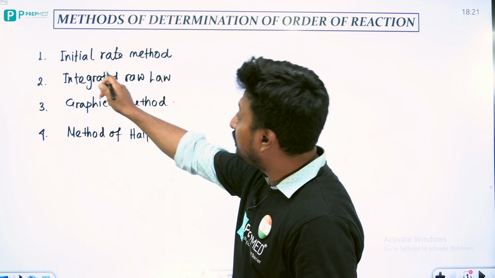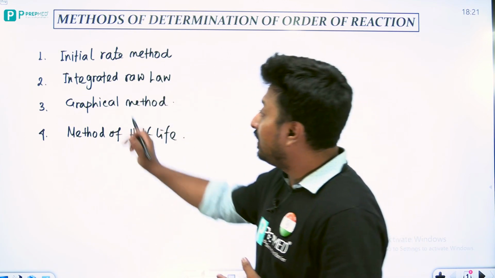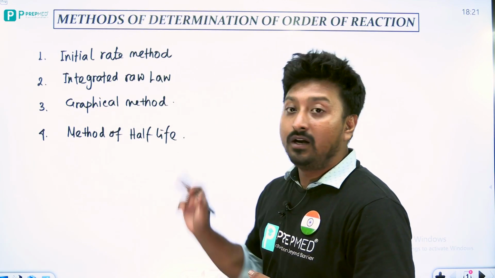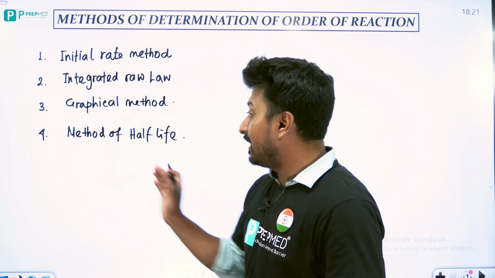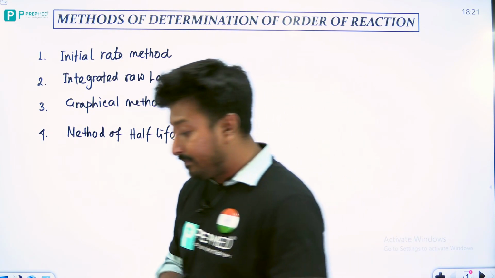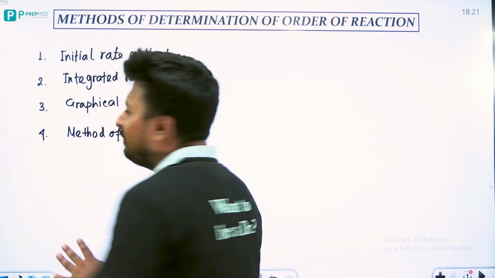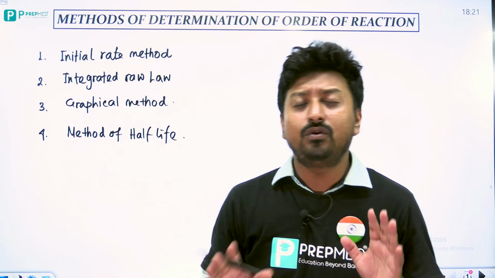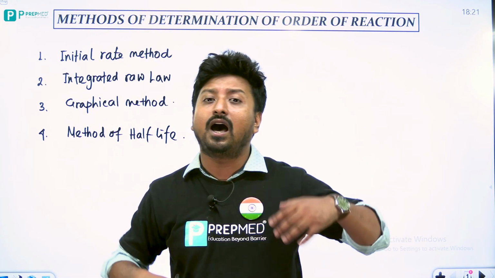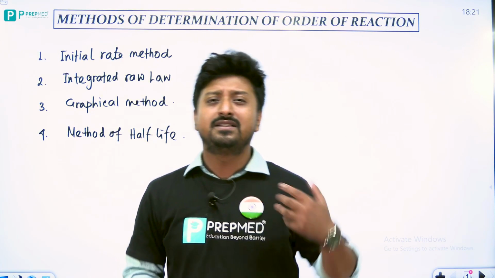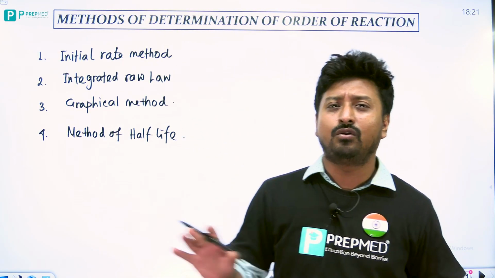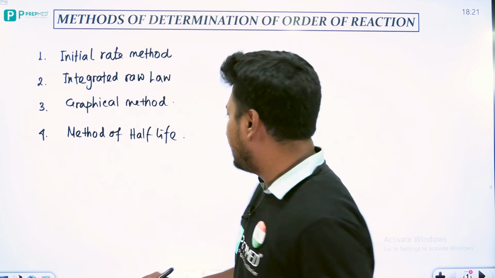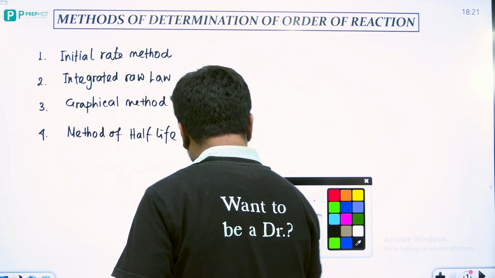Number one, called the initial rate method. Number two, integrated law. Number three, graphical, and the last one is the method of half-life. Now these methods are very straightforward and you don't need to think about how it works or what it does. You just need three things here.